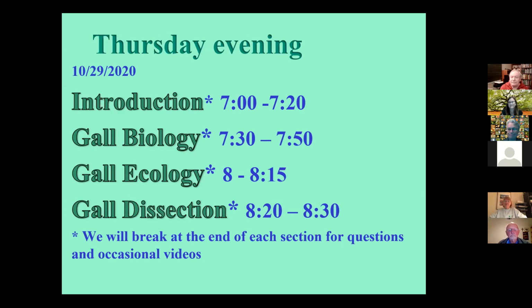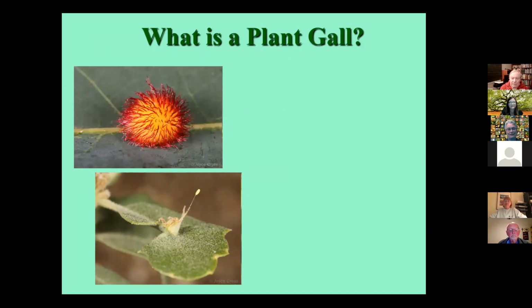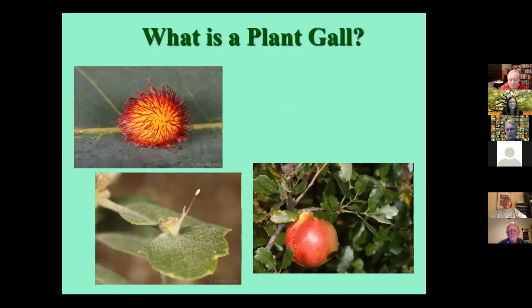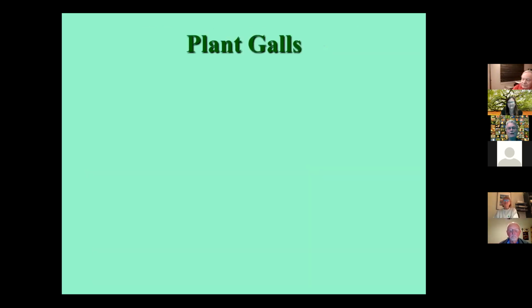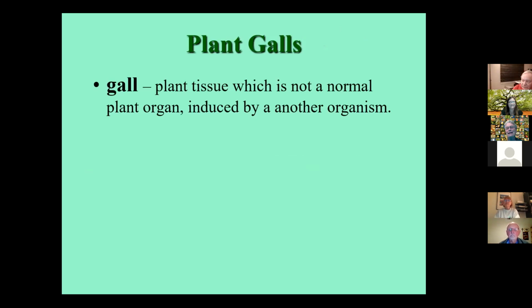This is what's happening. What's a plant gall? Well, here are some. These are leaf galls. Oh, there's a stem gall, and here's another leaf gall. These are all Joyce's photos, so I have to say the good part of this talk is all her. The rest of it is me. Well, plant galls are actually made of plant tissue. But a gall is plant tissue that's not a normal plant organ. It's usually induced by another living organism. In fact, it is induced by a living organism.